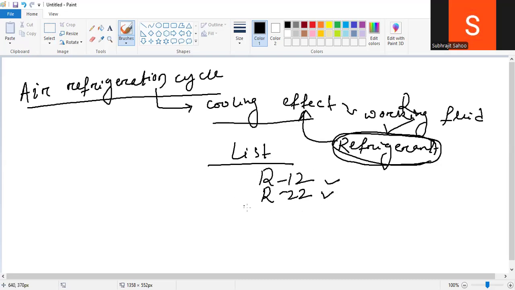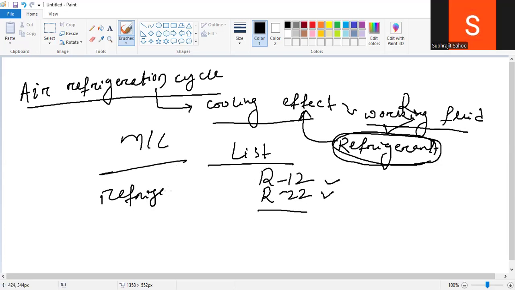What is the purpose of the refrigerant? It acts as a working fluid. Without refrigerant, the cooling effect is not produced, right? So, sir, where do we use this refrigerant? Inside a machine. That machine is called a refrigerator. We use the refrigerant as the working fluid, and then only the cooling effect will be produced.